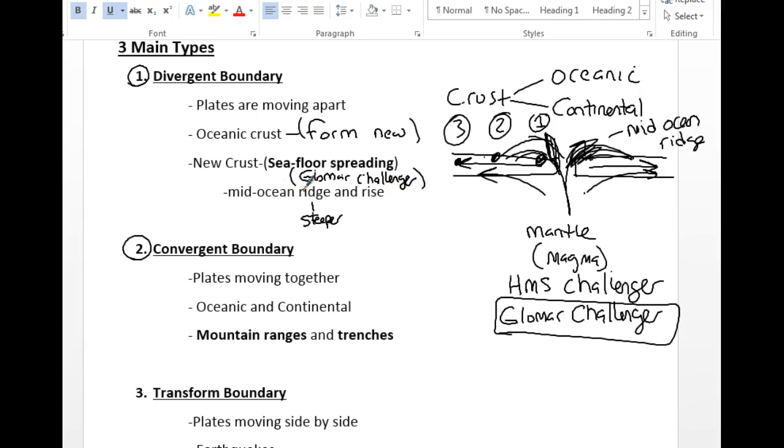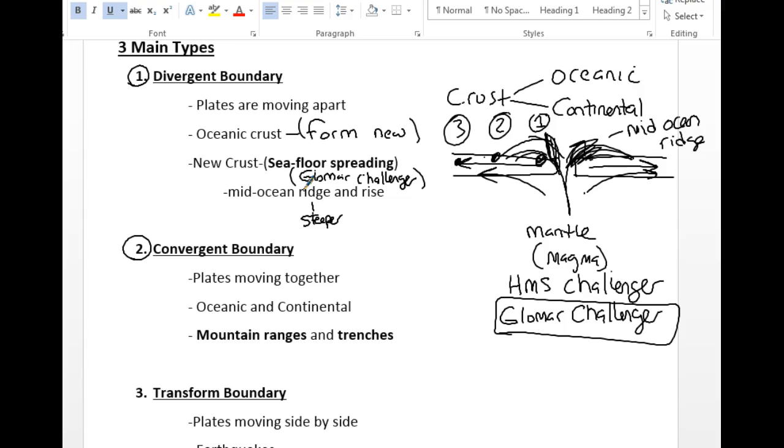Okay. But that's a divergent boundary. Plates are moving apart. As they do, magma forces its way up through and then forms new crust. And it can form ridges, mountain chains. It can form rises, which are much more gradual mountain chains, and it just forms the crust as this process occurs. That's a divergent plate boundary.